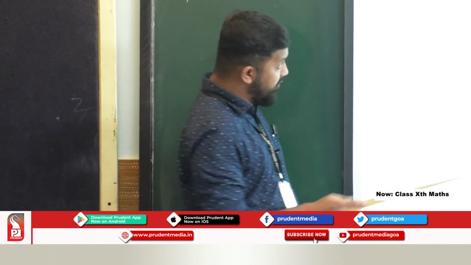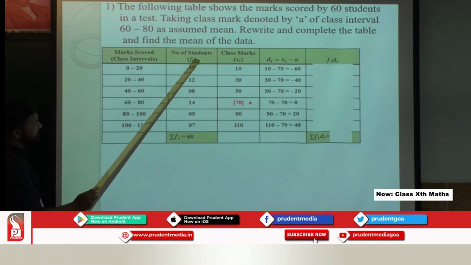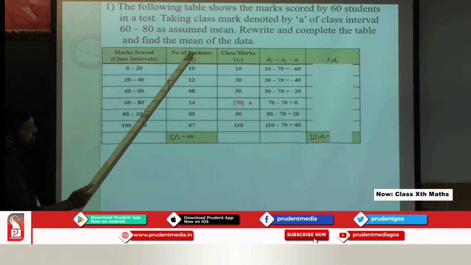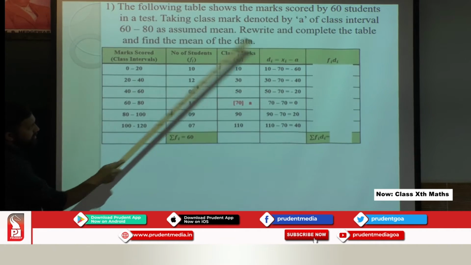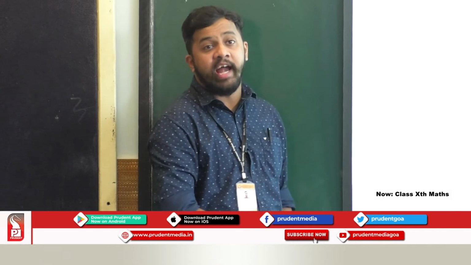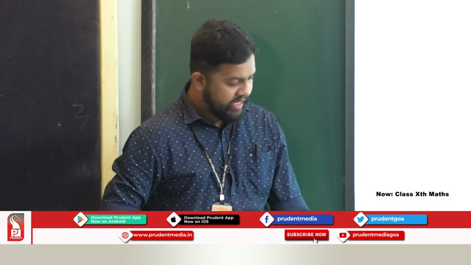What is the next column now? Multiplication, fi into di. So this column, second and the third column. Earlier we were multiplying these two columns. Now fi into di. So let's multiply the numbers now with the respective sign, negative sign. So if I multiply the numbers, I will get these answers.